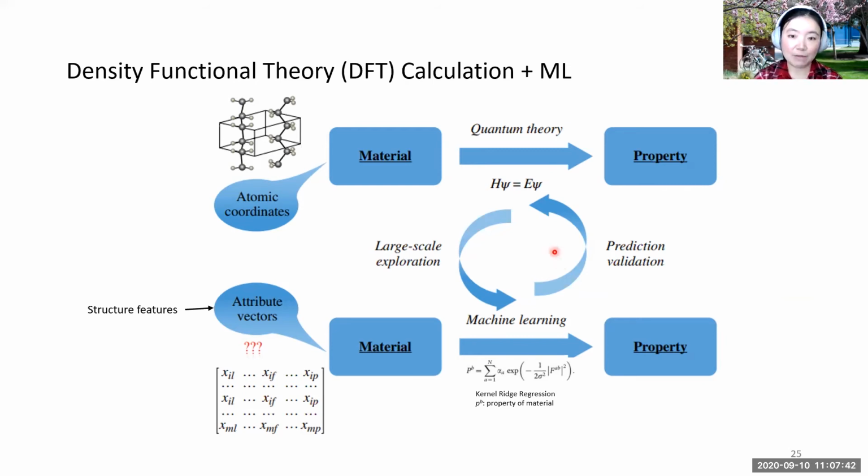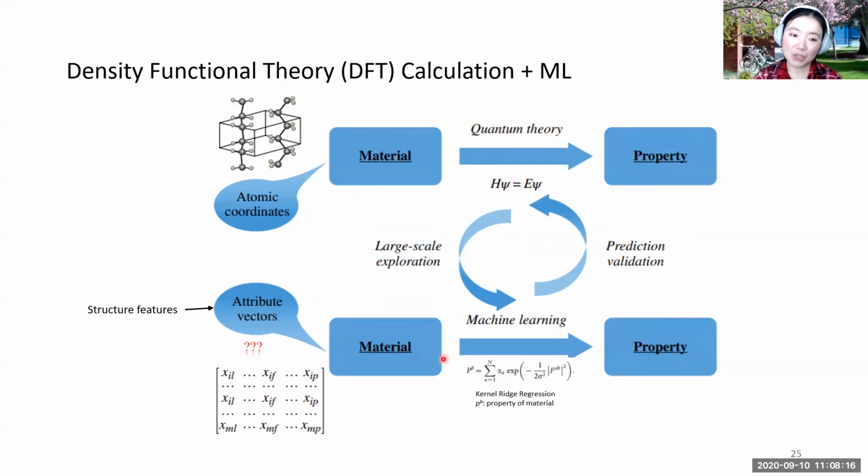For the density functional theory, the input is the atomic coordinate. We need to build up the structure one by one. If we have millions of structures, we have to build 1,000,000 structures. We need to get the coordinates for each structure and put them into this density functional theory tool. This tool calculates an equation, very simple, called the Schrodinger equation. Once we solve this equation, we can output the property we are interested in.